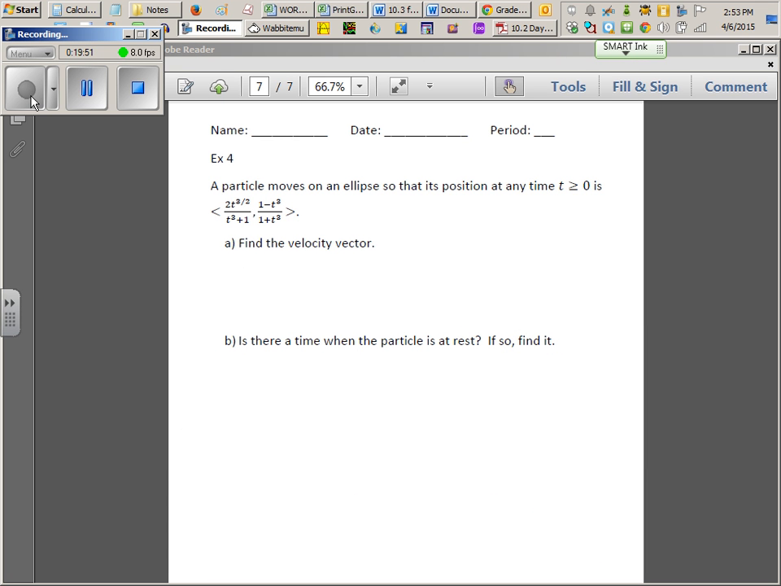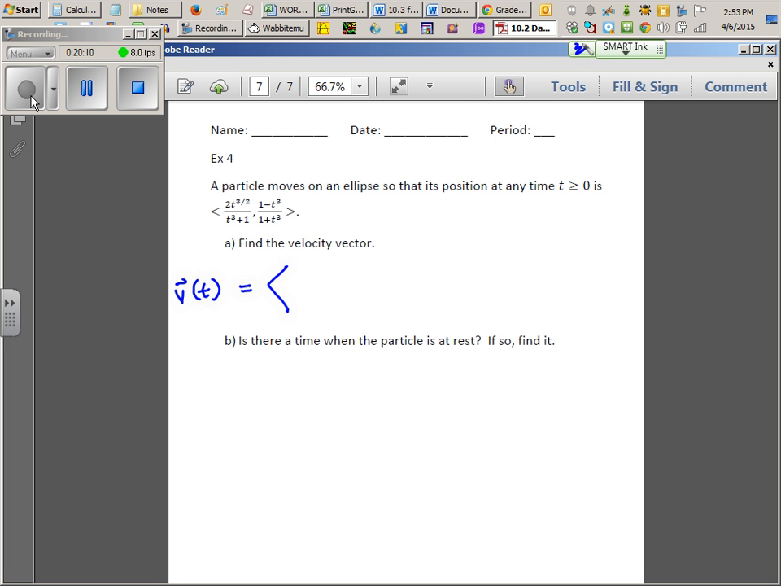Okay, in this problem, it mentions that we have a particle moving on an ellipse. This is the position function you see here. We're trying to find the velocity vector. Sometimes it could just be a pain to take the derivative here, right? But you definitely would want to use your quotient rule both times here, I would think.